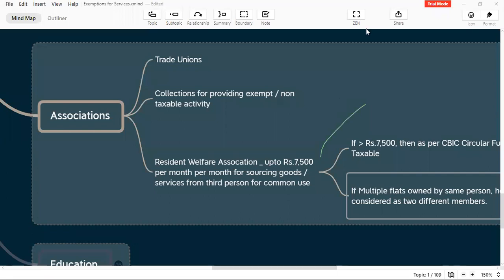Taxable. Okay. But is it not covered under the exemption of 7,500 rupees? Because we have a 7,500 rupees exemption. Would that not cover this situation, the gym as such?